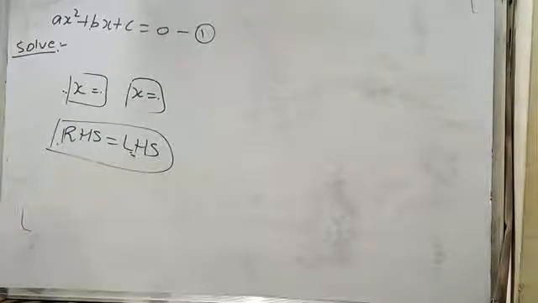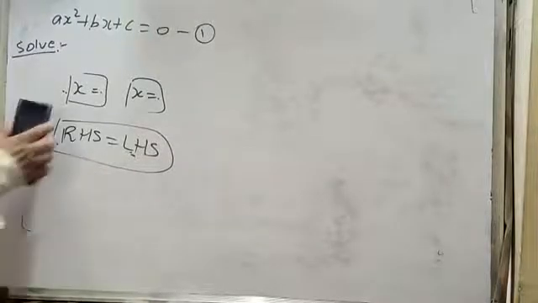So we can define it like this: a solution of a differential equation containing as many constants as the order of the equation is called a general solution. There will be two types of solution, one is a general solution and another one is a particular solution.